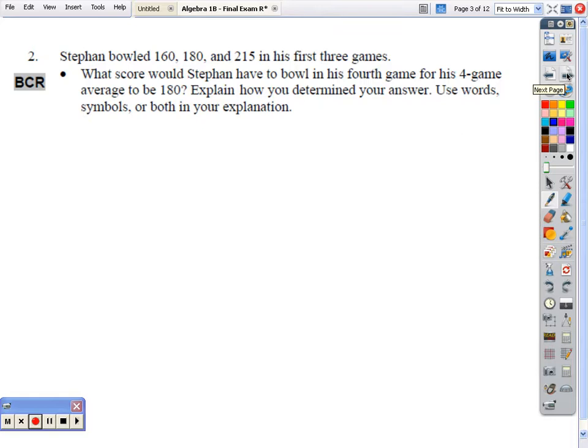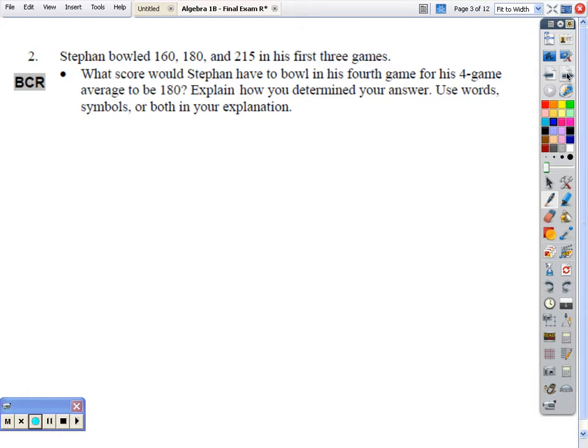Okay, the next question. Stephen bowled 160, 180, and 210 in his first 3 games. What score would Stephen have to bowl in his 4th game for his 4-game average to be 180? Explain how you determined your answer. Use words, symbols, or both in your explanation.